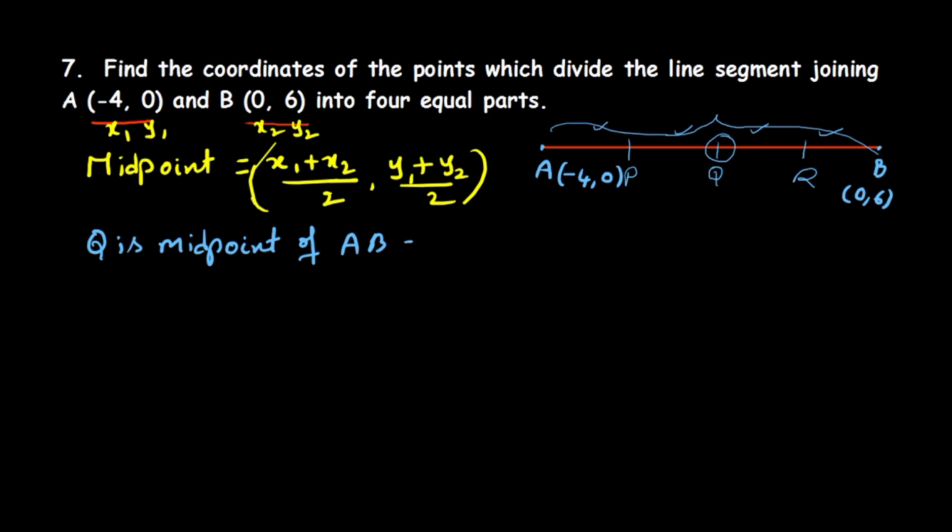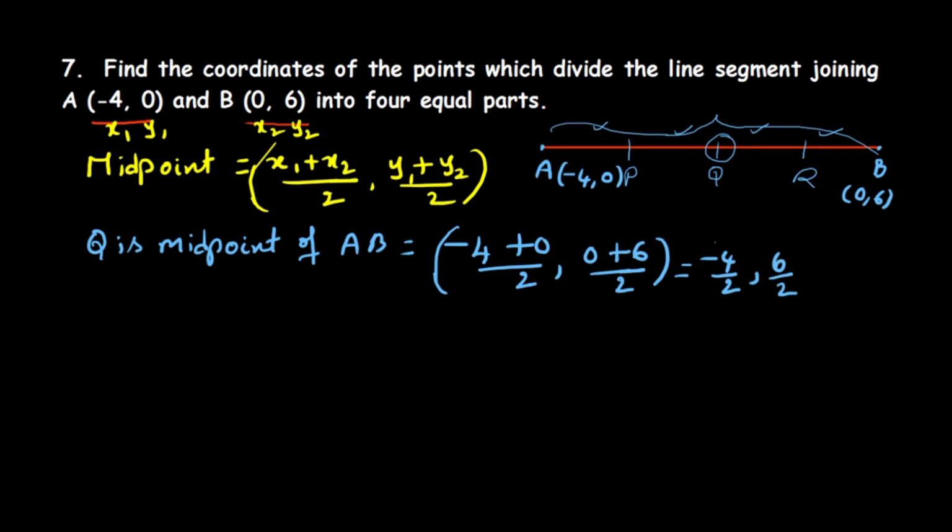That means x1 plus x2 by 2, so minus 4 plus 0 by 2, and y1 plus y2 by 2, 0 plus 6 by 2. Then minus 4 plus 0 is equal to minus 4 by 2, and 0 plus 6 is 6 by 2. After cancelling, 2 ones and 2 threes, we have the point minus 2 comma 3. So this is minus 2 comma 3.